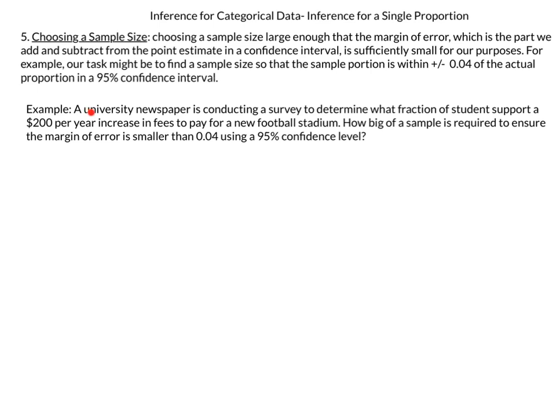In our example, a university newspaper is conducting a survey to determine what fraction of students support a $200 per year increase in fees to pay for a new football stadium. How big of a sample is required to ensure the margin of error is smaller than 0.04 using a 95% confidence level? Looking at our formula, the confidence interval is equal to p hat, our sample proportion, plus or minus z star times SE.